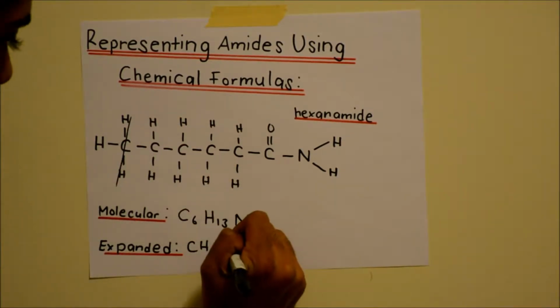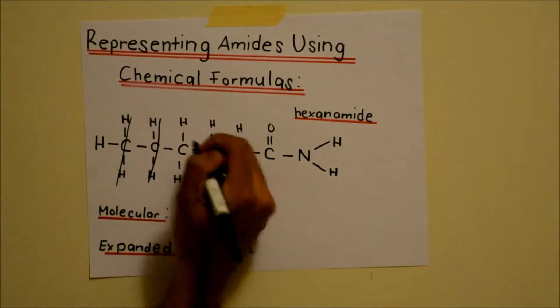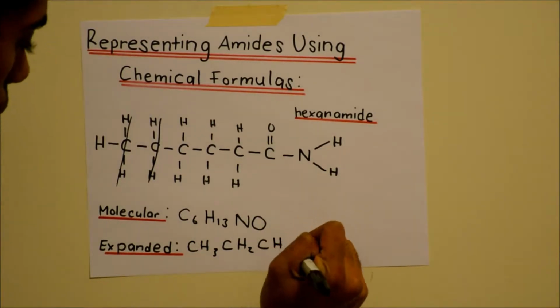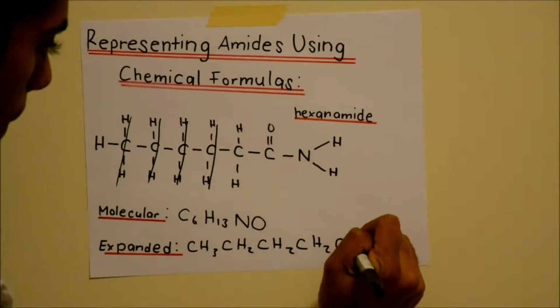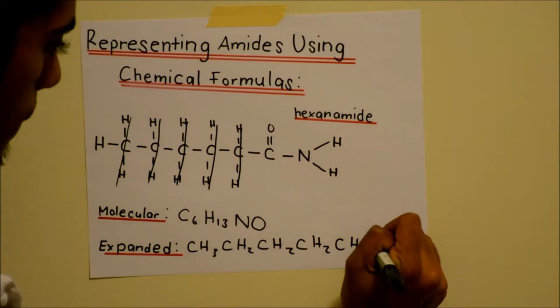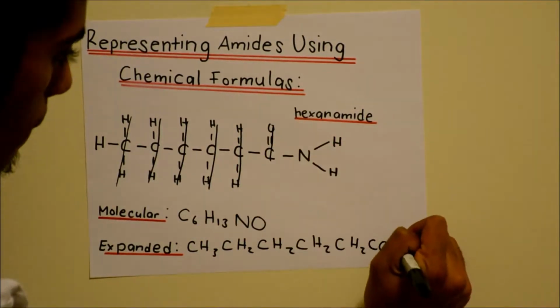For the expanded formula, we need to take into account each of the carbon bonds. So you have CH3, CH2, CH2, CH2, CH2, CO, NH2 for the final expanded formula.